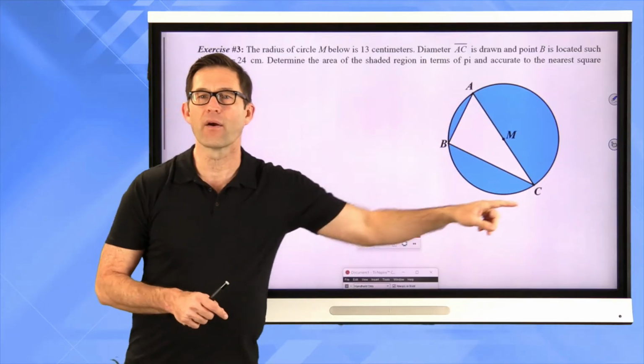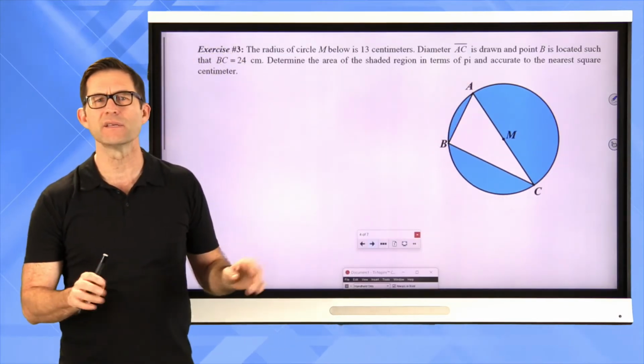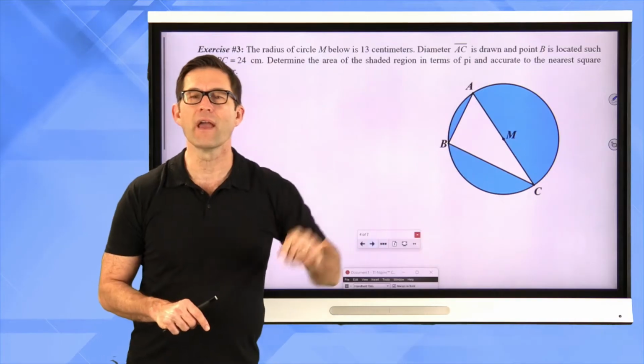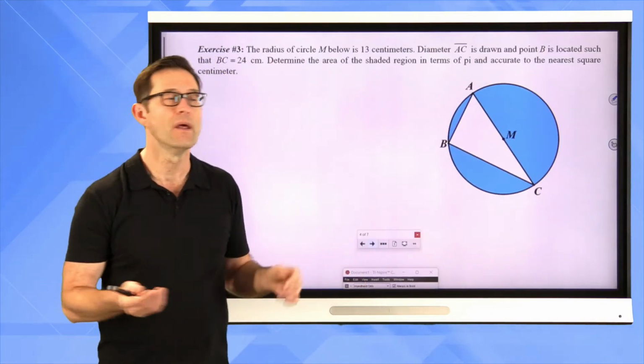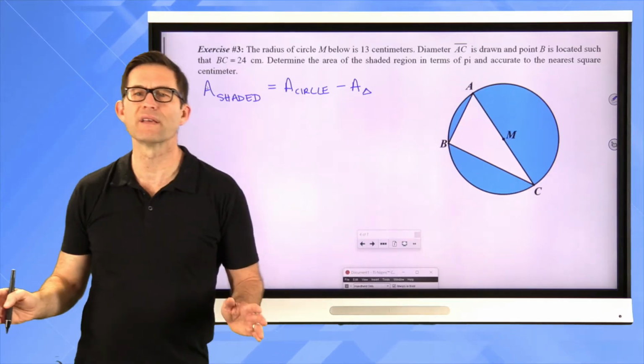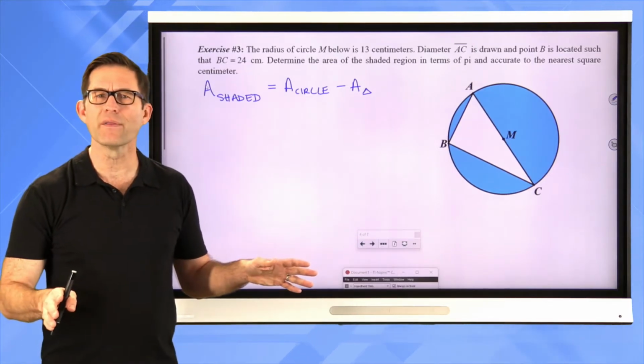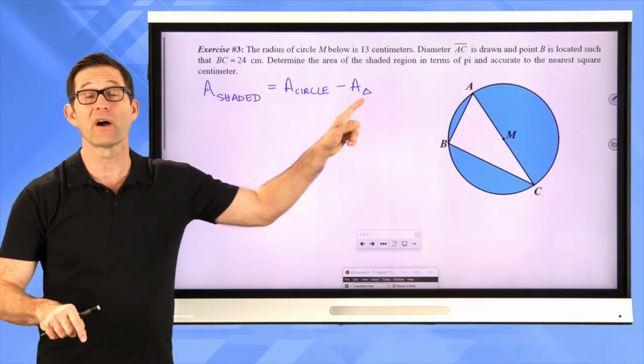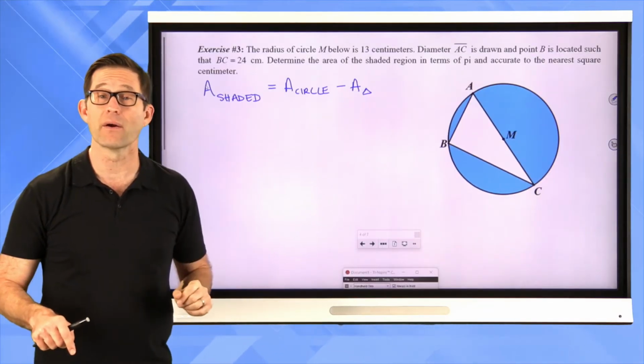We want to figure out the area of the entire circle. That's going to be easy enough. And then we want to subtract off the area of the triangle. So let's write that down as our strategy. The area that's shaded is going to be the area of the circle minus the area of the triangle. Okay, the area of the circle minus the area of the triangle. Let's go ahead and figure out the area of the circle right away, just get that done with, and then we'll talk about the harder task, which is figuring out the area of the triangle.